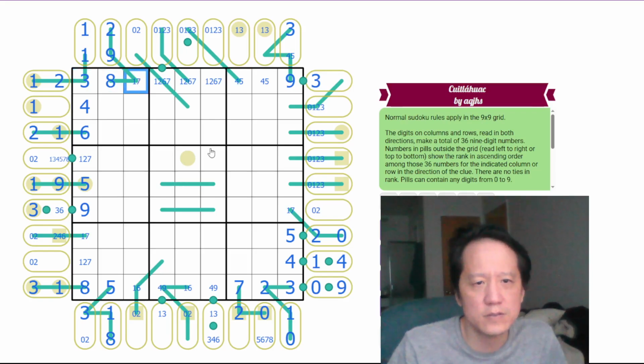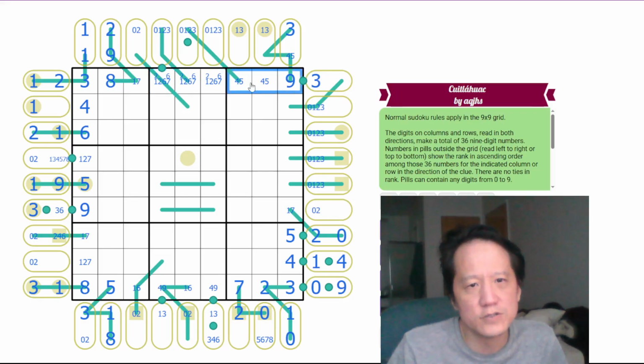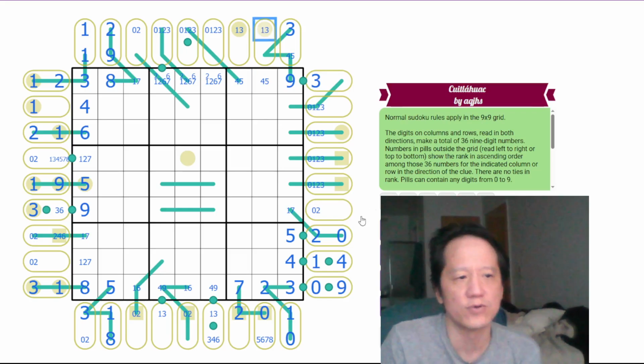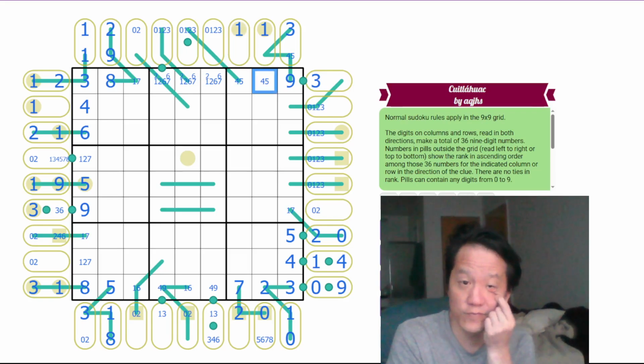2 and 6 both have to be here. That's interesting. This is a 4-5 pair. This can be many things. Okay, it's 4 or 5 here, which means this cannot be a 3. So this is 1. This is 1 too, right? 4, 5, 4, 5.